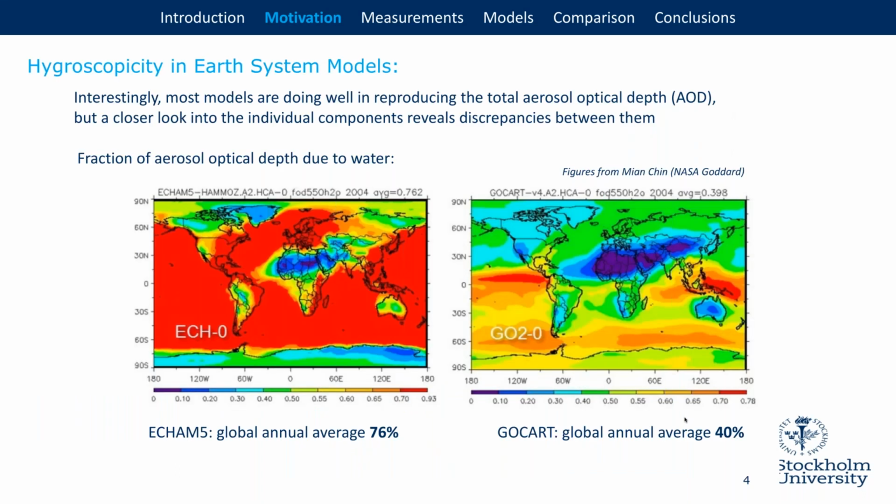And one of our motivations was that we realized that if you check models, they seem to be doing well when they are reproducing the total aerosol optical depth. But if you take a closer look into the individual components, you can see that there are discrepancies between them. So here, with these two global maps, we are showing the fraction of aerosol optical depth due to water. And you can see how they look quite different. And actually, they are giving quite different global annual averages. ECHAM5 is giving close to 80% and GOCART close to 40%. So we wanted to understand what's going on here.